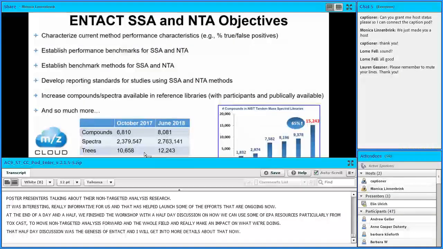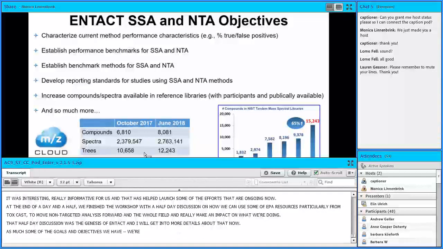So some of the goals and objectives that we have for, sorry, we're experiencing some feedback because somebody has not muted their line. I'll try to ignore it and keep going.